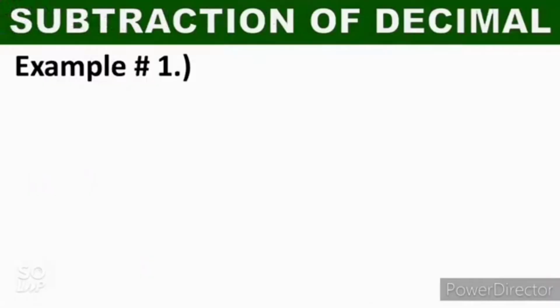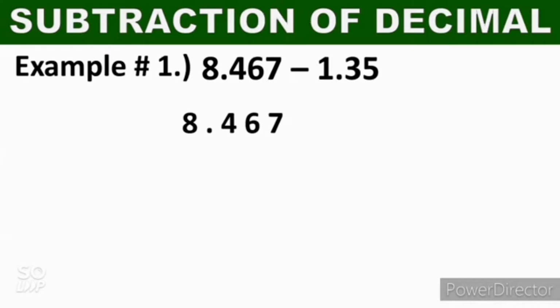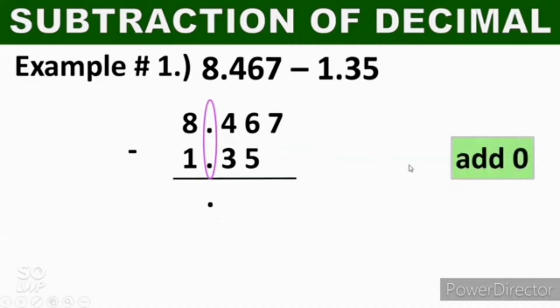Next, let's proceed to how to subtract decimals. We have example number 1: 8.467 minus 1.35. Again, observe the decimal point. The decimal points must be aligned, or must be on the same line. And then we're going to add 0. For 1.35, add 0, so we have 1.350.